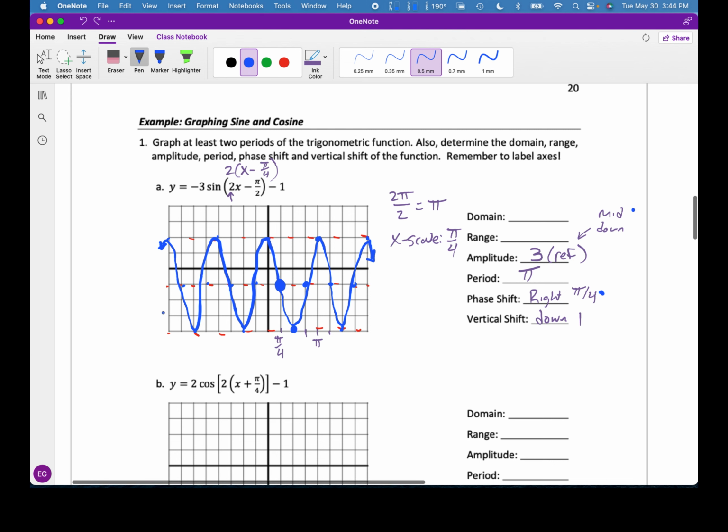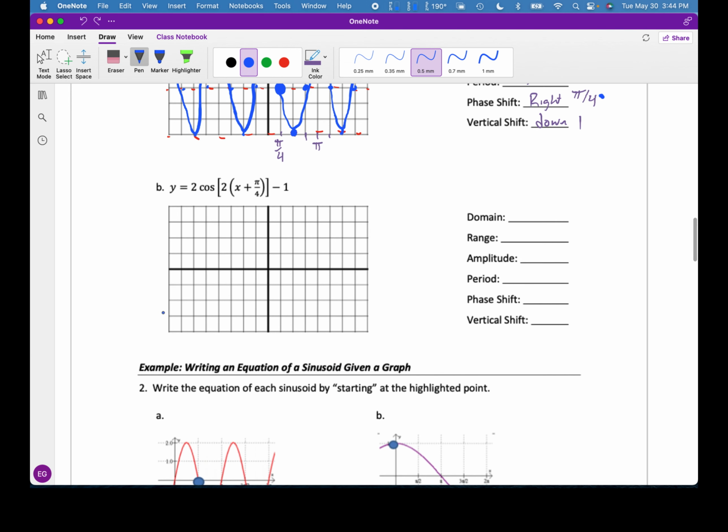Alrighty. All right. Next we got a cosine graph. So it's already been factored nice for us. So amplitude's going to be 2, no reflection. That means we're starting at the top. Period is going to be, again, 2 pi divided by 2. That's more of a coincidence. Our x scale is going to be pi over 4 again. And again, that's just what these values are going up by right there.